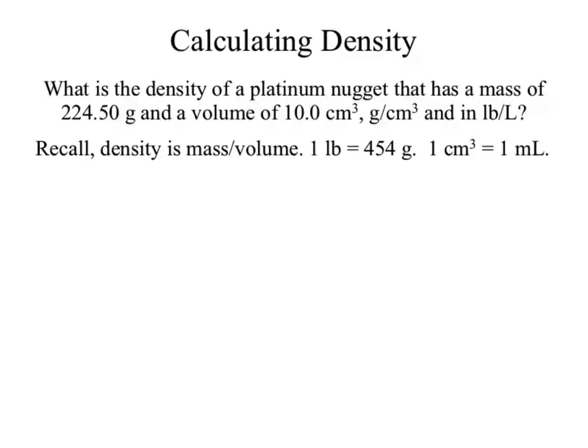Okay, I want to know what the density is of a platinum nugget that has a mass of 224.5 grams and a volume of 10.0 centimeters cubed. Okay? And just because you guys seem to be pretty good at it, we're just going to skip the grams per centimeter cubed. You're going to go straight to units of pounds per liter. Okay? That's the density unit I want. Set it up, see what you can come up with.